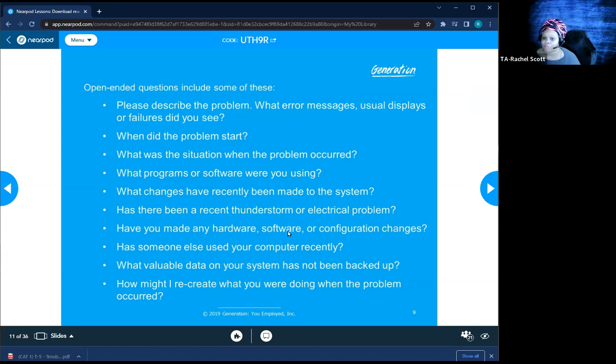That has come up a few times. And has there been recent construction in the building or renovating? That can knock a network off as well. So very good questions.